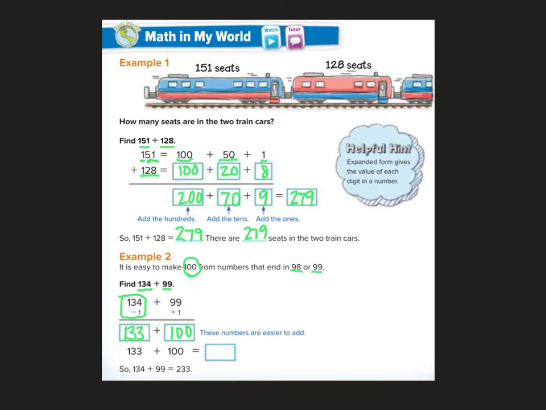Now, these numbers are easier to add, aren't they? 134 plus 99, that'd be like doing a lot of stuff in our brain here. But 133 plus 100, that's easy. That's 233, right? So 133 plus 100 is 233. That was much easier to compute, or to add, in my head.